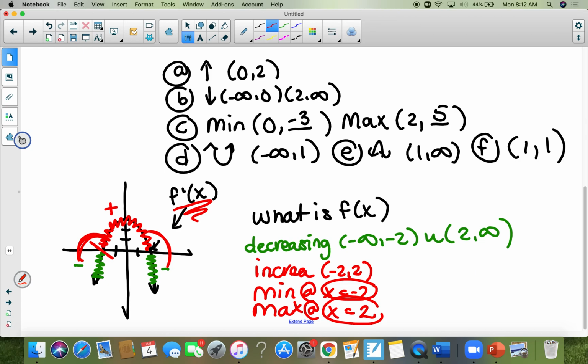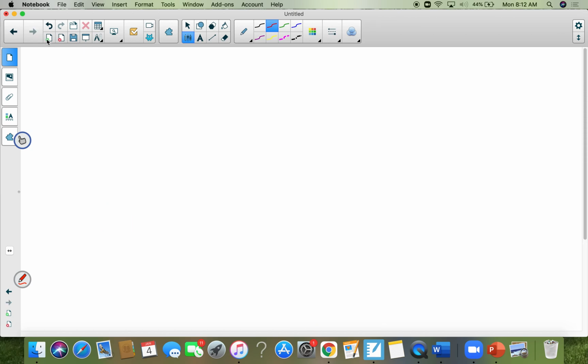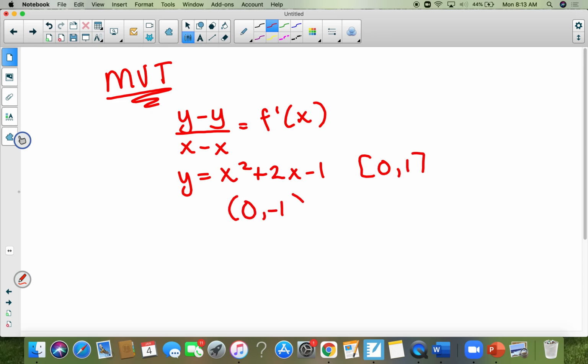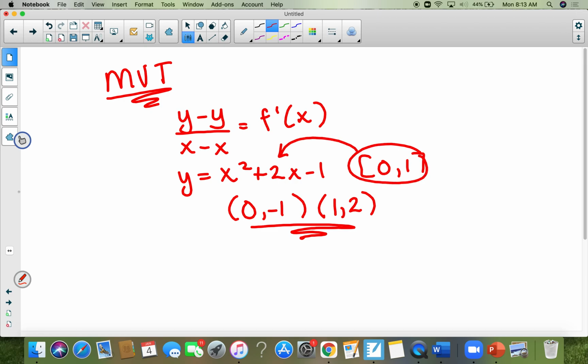Okay, just a couple more things. I have 2 more things to talk about, and that's it for 5.1 to 5.3. The mean value theorem says that if you do y minus y over x minus x, which is called the slope, this should also equal the derivative. So if you have y equals x squared plus 2x minus 1, and you're trying to do the interval from 0 to 1, I'm going to plug 0 in and get -1, and I'm going to plug 1 in there and get 2. So these are my points. This is my interval, and all I did was plug it in to get my points.